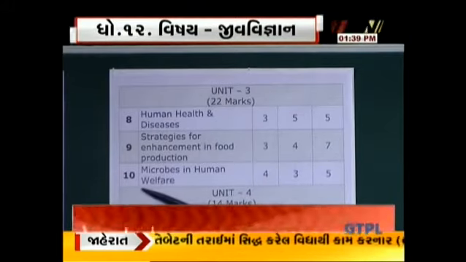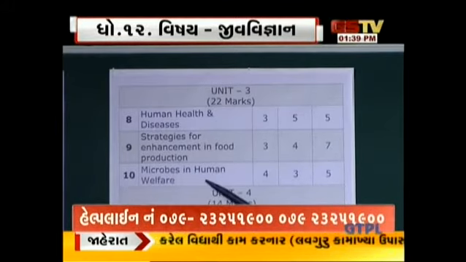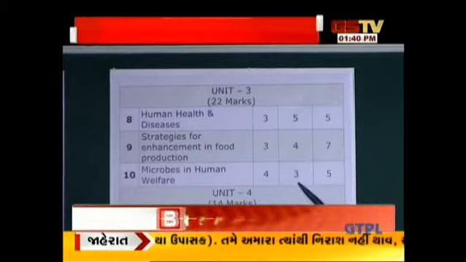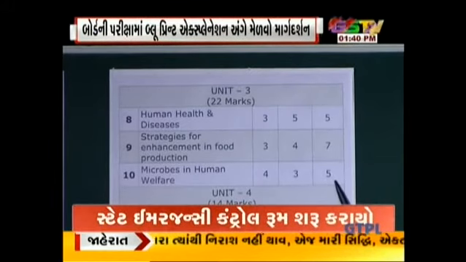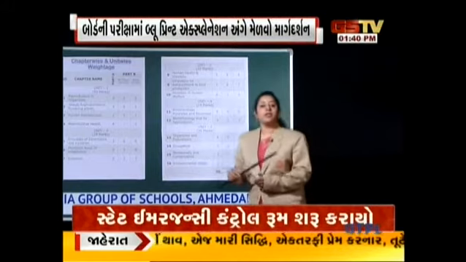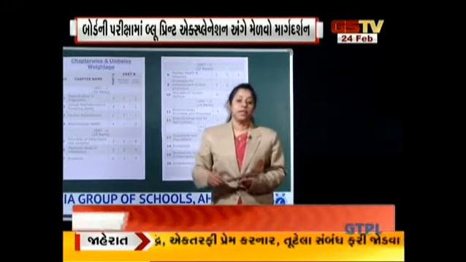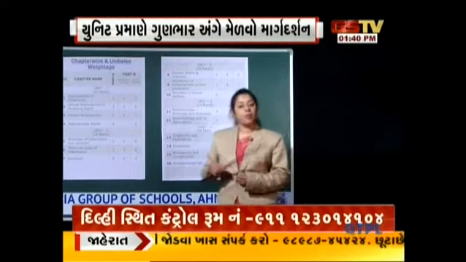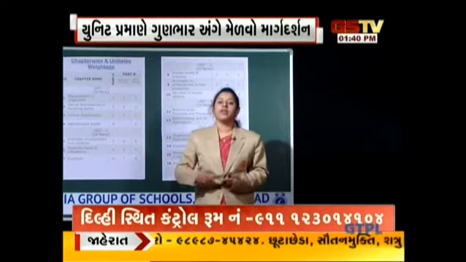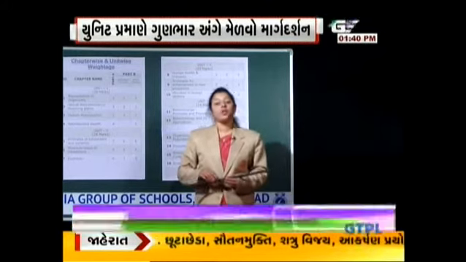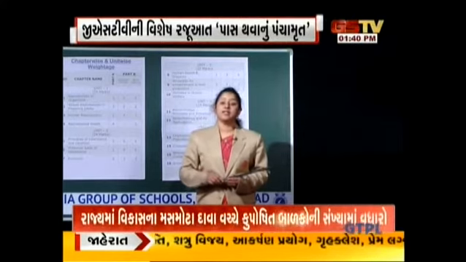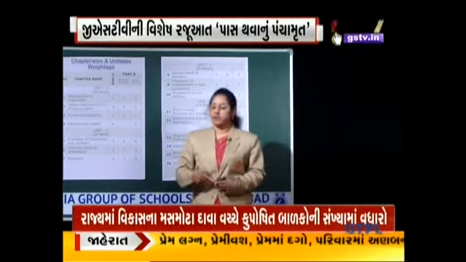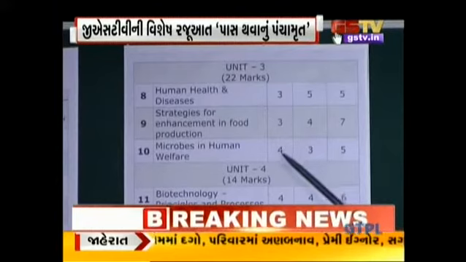Now, in chapter number 10, that is Microbes in Human Welfare, the part A 4 marks and part B without option 3 marks and with option 5 marks. In this chapter, it is mainly dealing with what are the various methods to improve human health. You know that nowadays new diseases are coming. So how to prevent these new infectious diseases, and what are the various methods to control and to improve your health. Now we have completed unit 3.